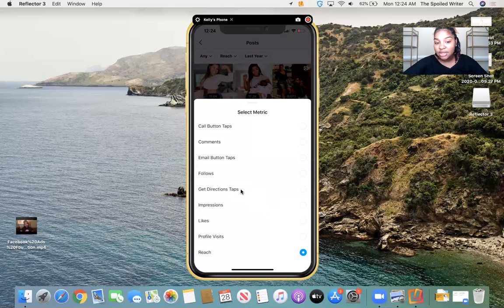Get directions, that's obvious. How many people followed you based off of that post? Like they went and looked at that post and then clicked the follow button. How many people emailed you? They looked at that post and they hit the email button. The number of comments, which we know, and the number of call button taps.